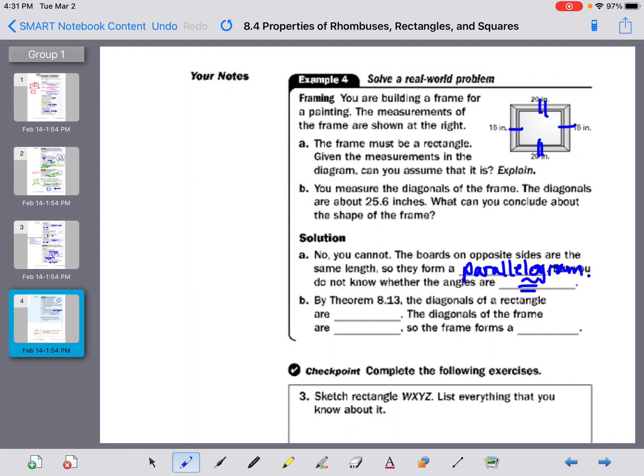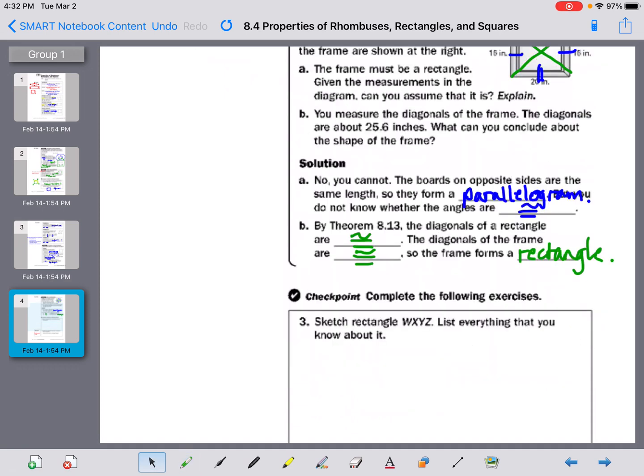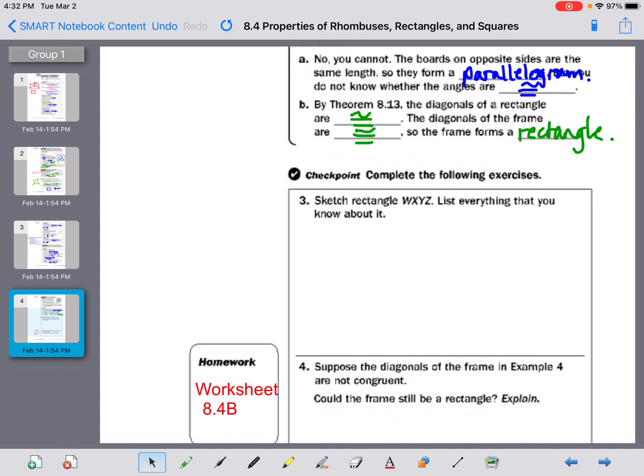Now, for B, it says you go ahead and you measure the diagonals of the frame. So you measure this, and the diagonals are both about 25.6 inches. Now what can you say about the shape of the frame? Well, if the diagonals are congruent, I know diagonals of a rectangle are congruent. So if the diagonals of the frame are also congruent, then the frame has to form a rectangle, okay? Because now we used a new rule that's specific to the rectangles, so now that's enough to prove it's a rectangle. All right, we're going to sketch rectangle WXYZ, and we're going to list everything we know about it.